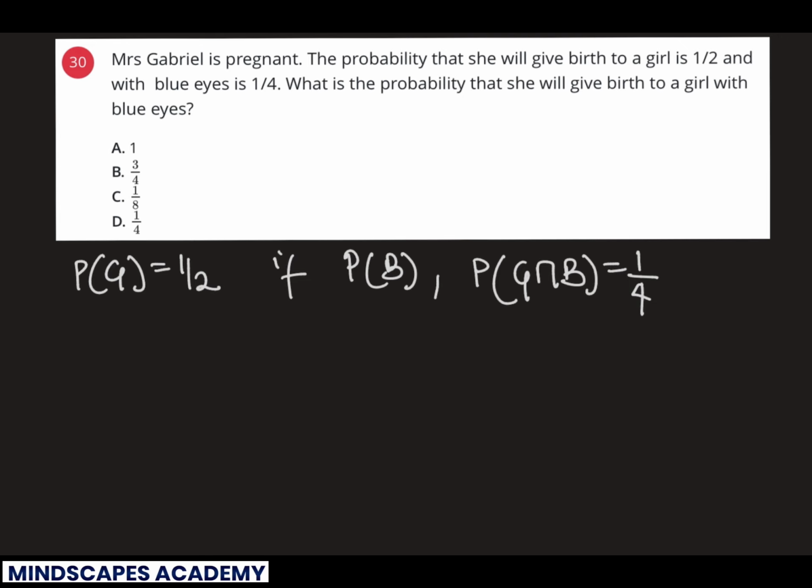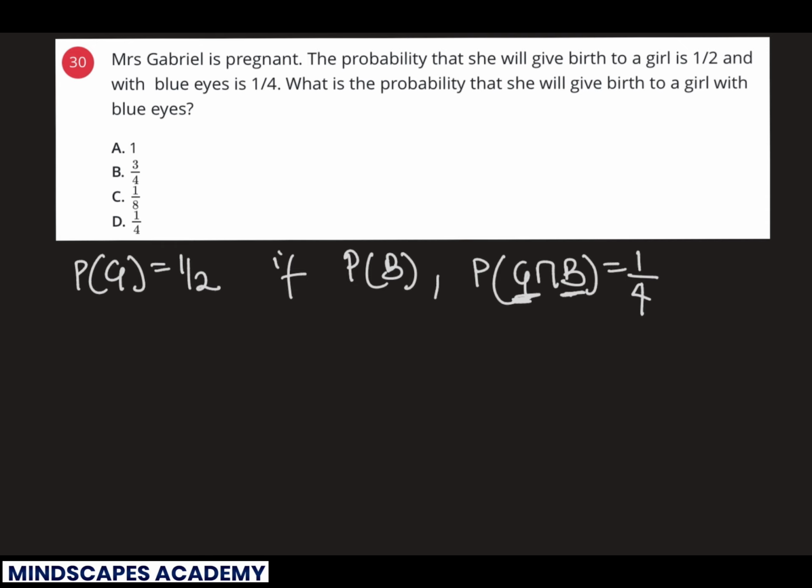So that is, the probability of giving birth to a girl and blue eyes is 1/4, right? So the probability that she will give birth to a girl is 1 divided by 2, and with blue eyes is 1/4. So the probability of giving birth to a girl and with blue eyes is 1/4. Now, what is the probability that she will give birth to a girl with blue eyes?